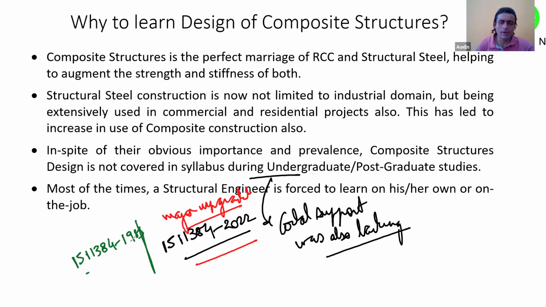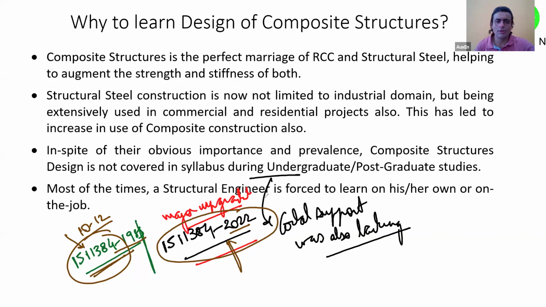Before this, the version in force was IS 11384 of 1985. So 1985 was a very basic level document, only 10-12 pages long, without any calculations or any proper coverage of different structural composite elements. So till 2022, you only had this code available. This 2022 code is just 3-4 years old, and still many of the structural engineers are not acquainted with this code properly. So I would say that codal support was also lacking.